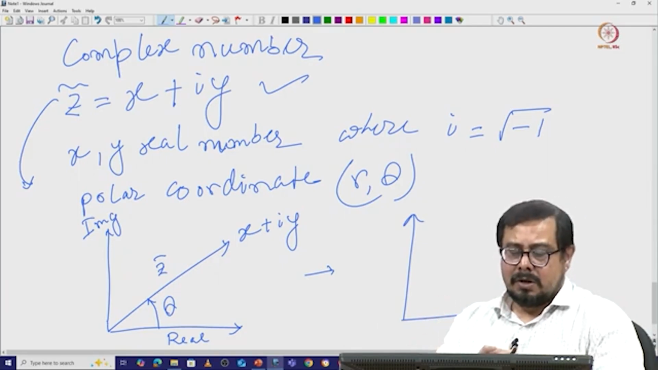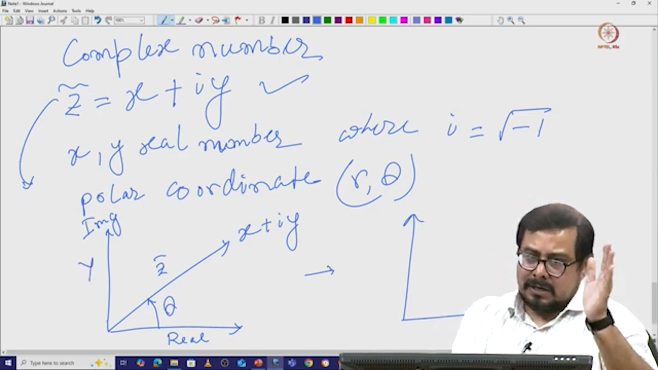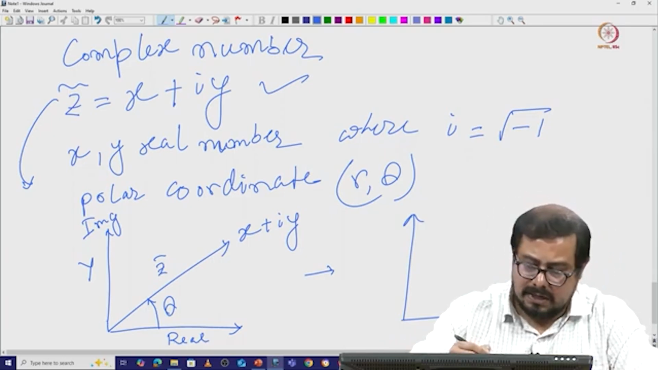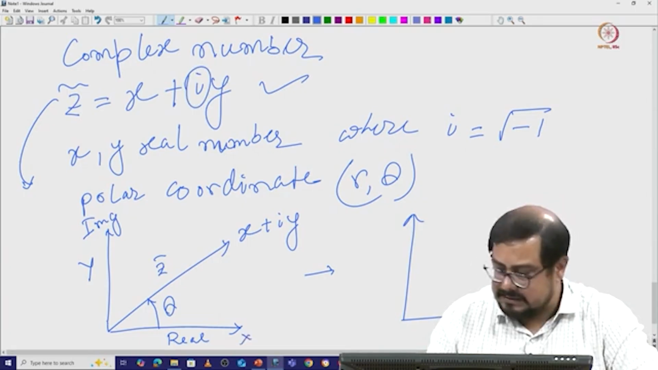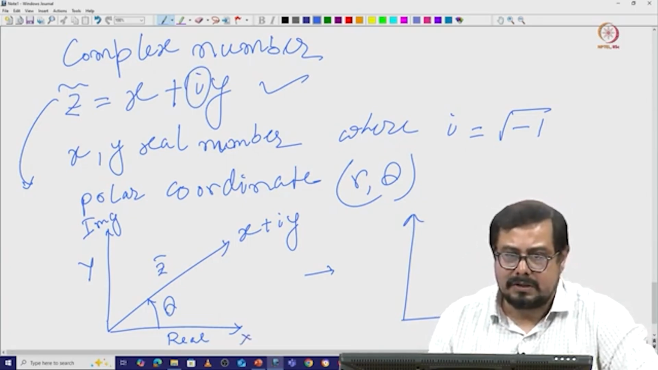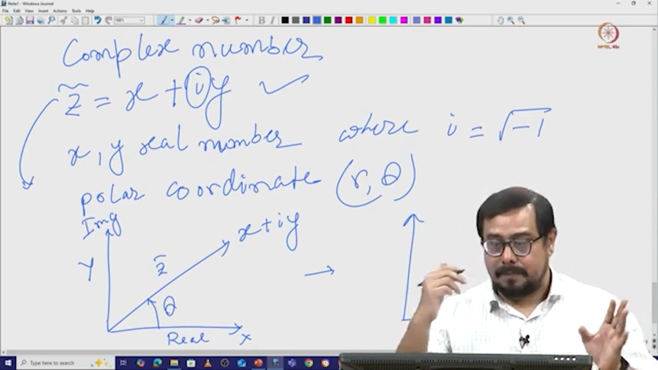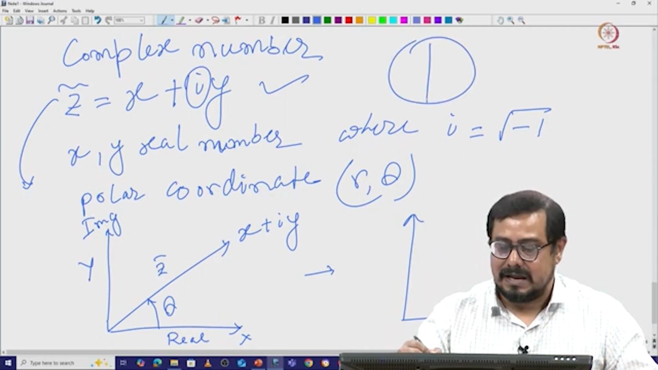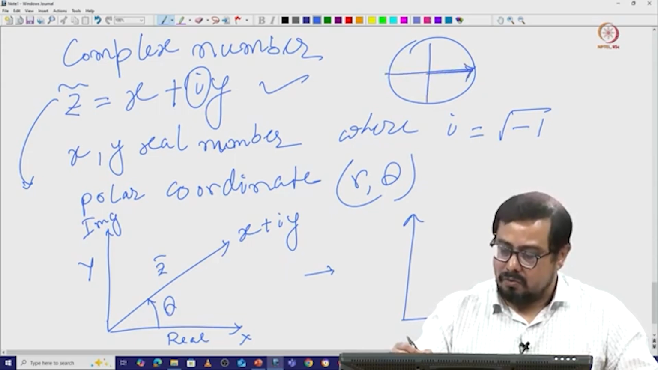Just try to understand that the y axis here we are taking as the imaginary coordinate, where we plot the i related term, and the x axis is the real axis where we plot the x. Now, when we are talking about any wave, we want to plot it in a phasor diagram. We are plotting it like that. This is a phasor diagram.